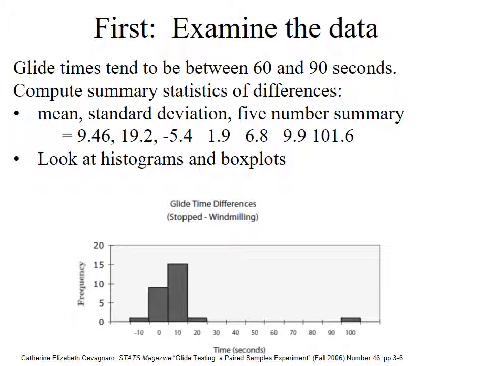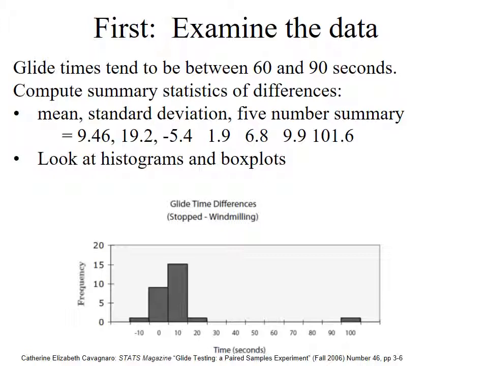So now we're looking at the differences. We subtract the amount of time it takes with the propeller locked down minus with it windmilling. We see an average of 9.46 seconds difference, a standard deviation of 19.2 seconds. The minimum difference was negative 5.4 seconds. On that day, it was better to have the propeller windmilling.